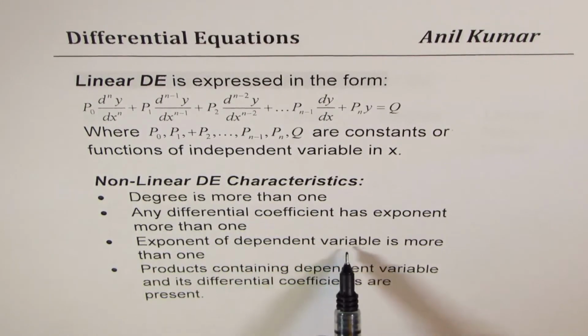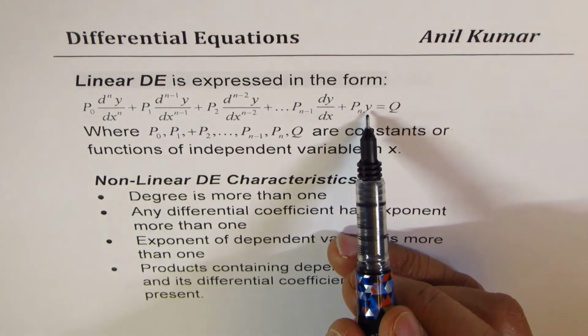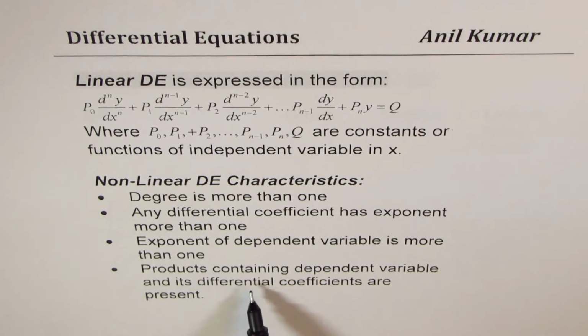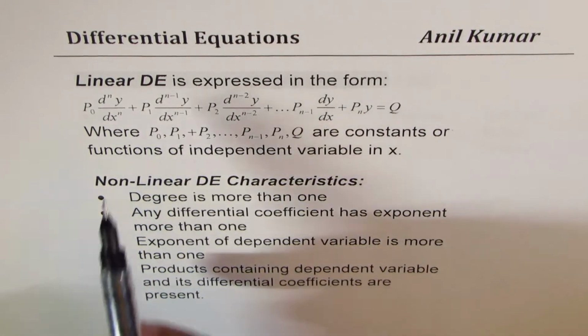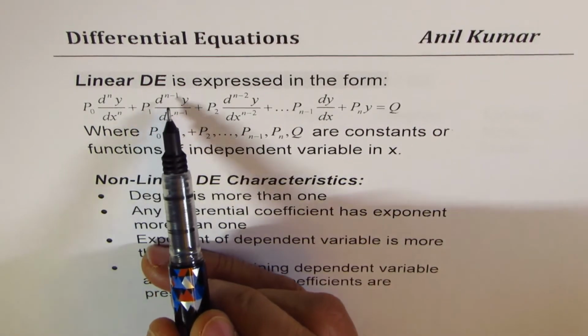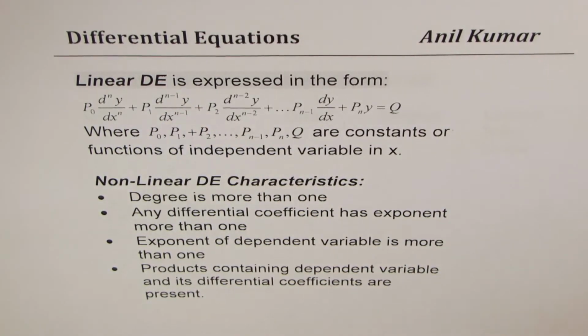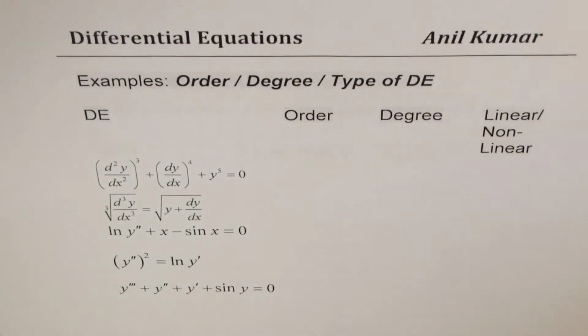Also, if the exponent of the dependent variable is more than 1, that means the last term, y, which is the dependent term, and here if I put y squared, it becomes non-linear. Also, if products containing the dependent variable and its differential coefficients are present, so if instead of p1 I write y times this, it becomes non-linear. With that, I think we have understood a few terms related to order, degree, polynomial differential equations, and linear and non-linear differential equations.